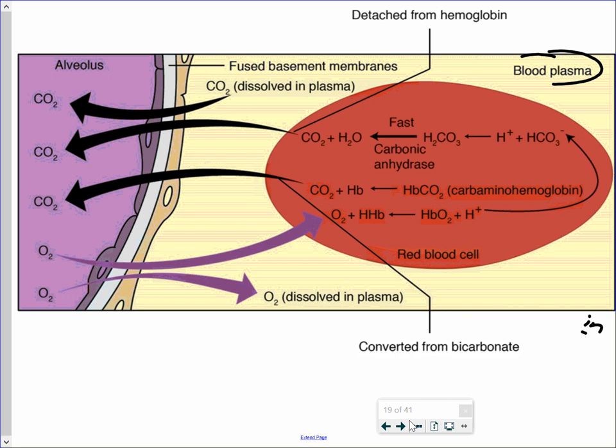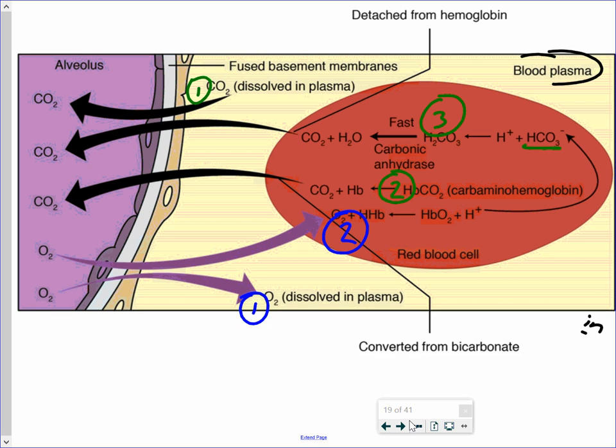So again, in the case of the oxygen, 2 different ways that it can be transported. This is one, kind of minor, dissolved in the plasma. This is the major one here, combining with hemoglobin in the form of oxyhemoglobin. In the case of carbon dioxide, 3 different ways it can be transported. 1, dissolved in the plasma. 2, combining with hemoglobin. And 3, forming carbonic acid, and eventually the bicarbonate ions.